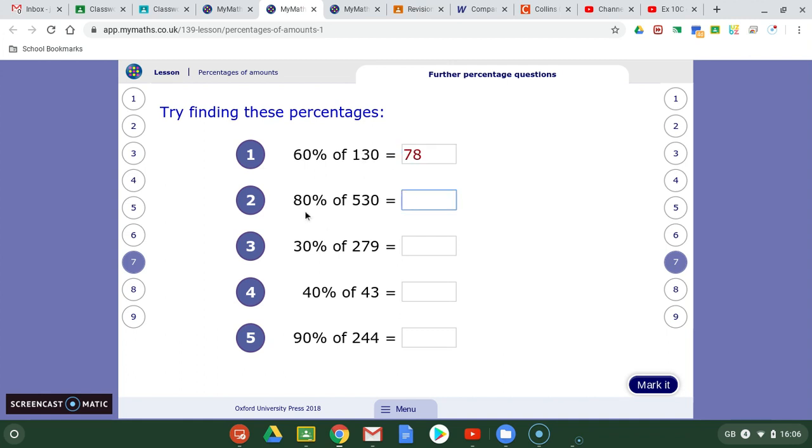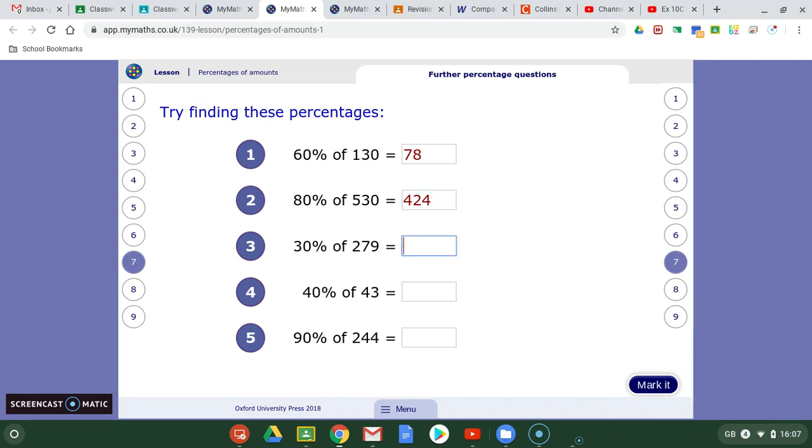How could we find 80%? Well, I know 10%, if I divide this by 10, is 53. And then if I did 53 times by 8, then I would get 424. Now, you might need to use a pencil and paper and do some multiplication for that.